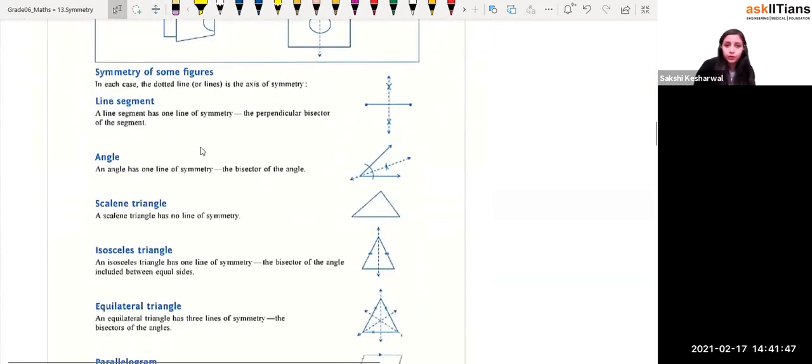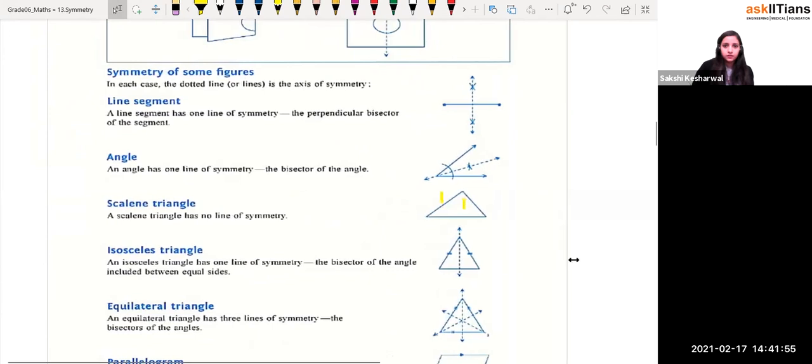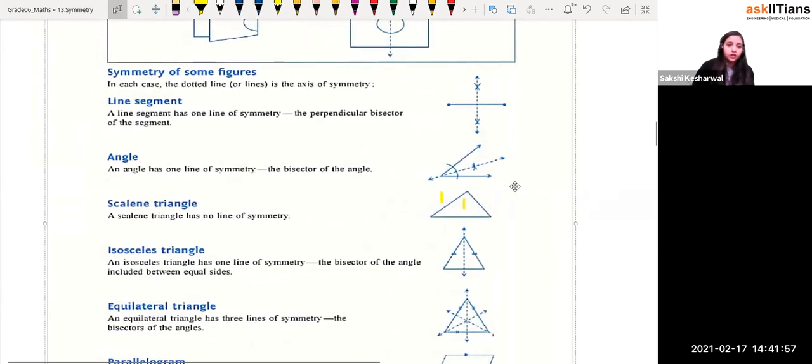Now, here, this is an important thing which I want you people to know about. You should know about it. I really want to enlarge this so that you can see the images very clearly. So just give a close observation over here. A line segment has only one line of symmetry, that is known as, beta, the perpendicular bisector. I'll be just marking it out. So this is known as the perpendicular bisector of the line.